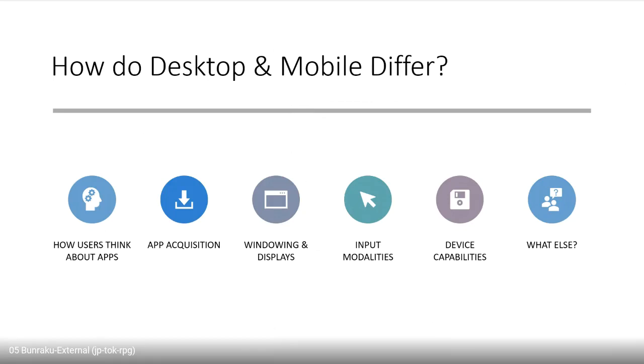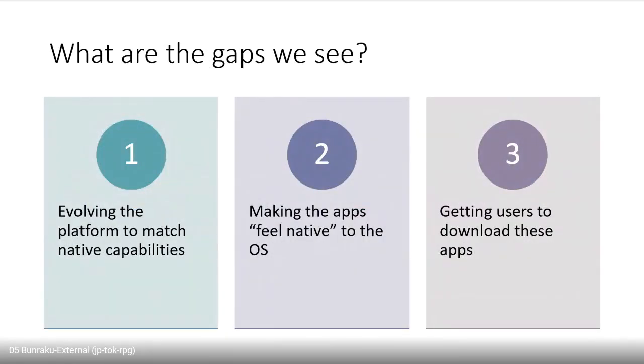Cool. So, some of the gaps that we see. Number one is what all of us here talk about all the time: evolving capabilities to match the native platform. But what we're going to talk about today and show a little bit more of is number two, which is making the apps feel more native to the OS. The things that, unless you're a native user of that operating system, you may not know, are the gaps.